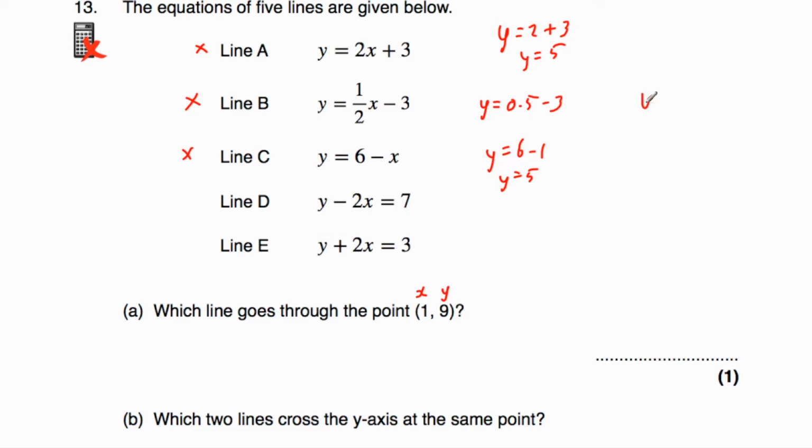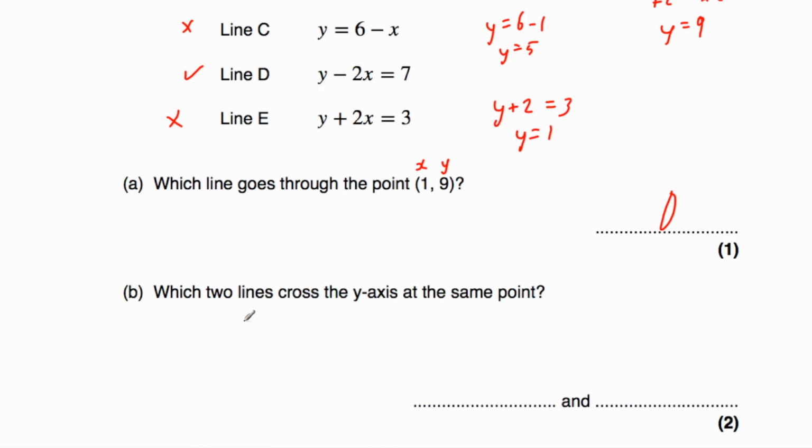Line D, we've got y subtract 2 times x, so 2 times 1 is 2, so y minus 2 equals 7. Well, we want to find y, so let's add 2 to both sides here, so add 2 and add 2 will give us y equals 9. So that line D goes through the point 1, 9 because we know that whenever x equals 1, y equals 9. So line D works, and let's just check that by checking line E. So let's substitute 1 into here, so you'd have y plus 2 times x, 2 times 1 is 2, equals 3. Taking away 2 from both sides gives us y equals 1. That's not 9. Which line passes through the point 1, 9? It would be line D.